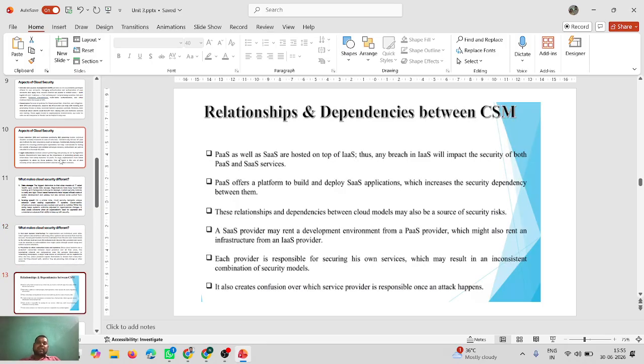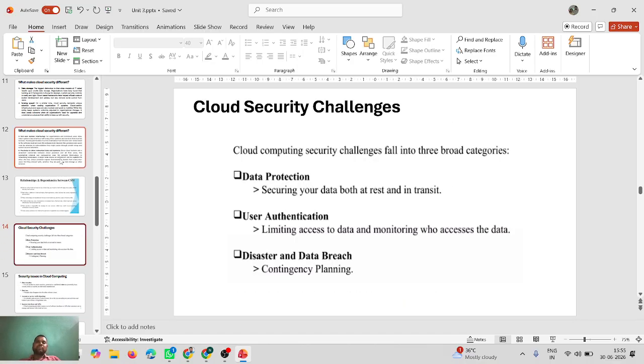So, relationship and dependencies between various cloud service models. PaaS and SaaS are hosted on top of IaaS. So if IaaS is compromised, in turn, both PaaS and SaaS will also be compromised. So who will be responsible for protecting the IaaS? That is the question mark. It is the responsibility of all the service providers and end users to protect the data systems.